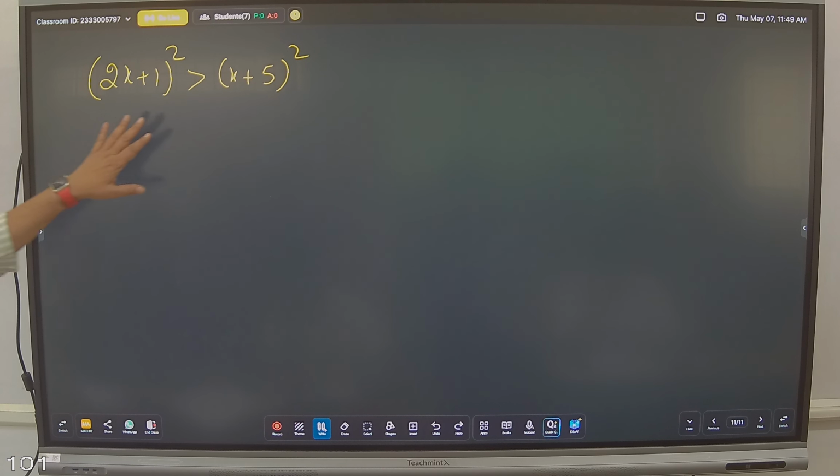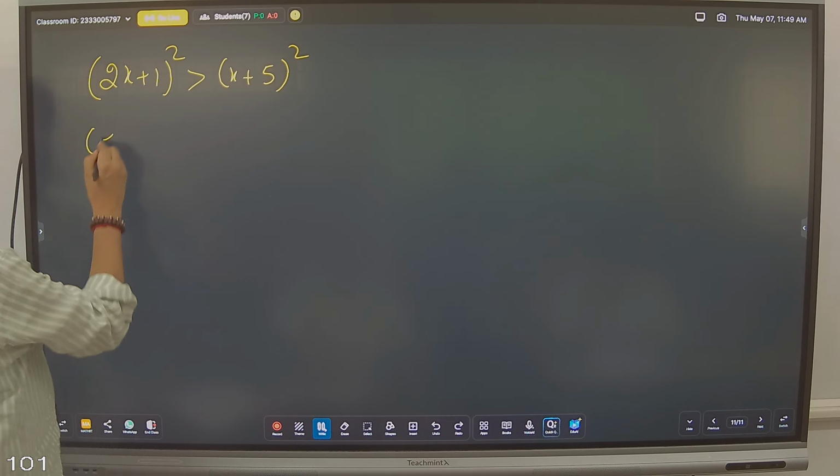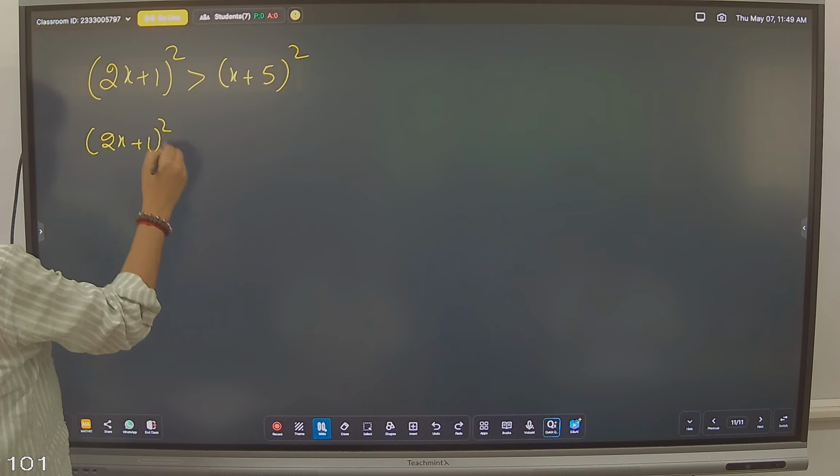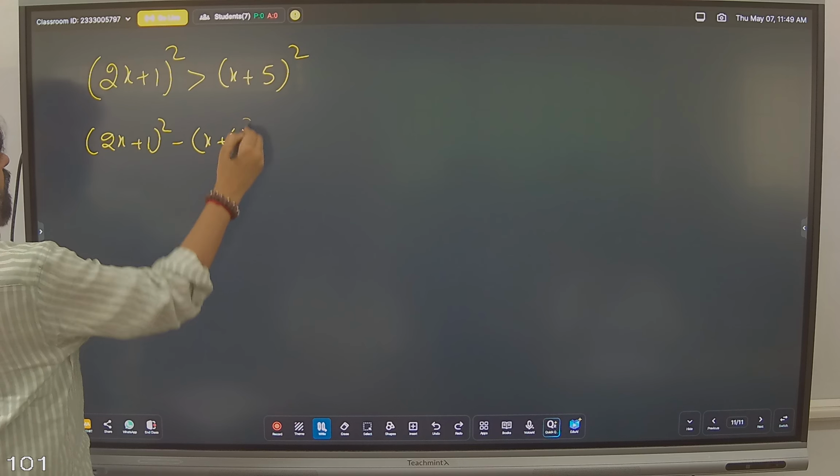Right now, this is not a polynomial inequality. Remember, I'm not saying this is the only way to solve it. Once we go step by step, we can solve this question by the modulus method also. There is a different way. But right now, our concentration is only polynomial inequality. So first we have to convert it to a polynomial, so we shift this side. We'll get (2x plus 1) the whole square minus (x plus 5) the whole square greater than 0.